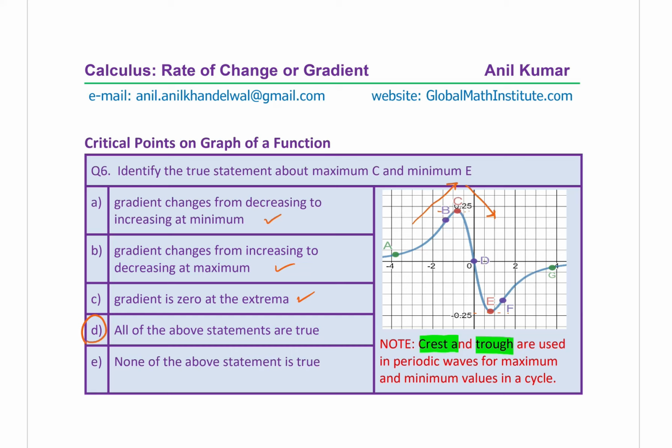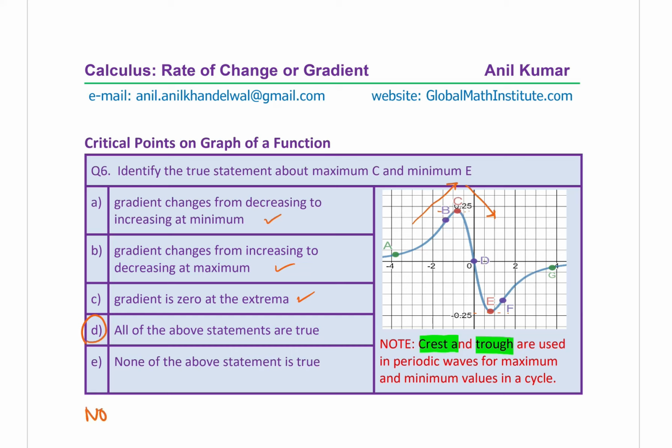Right? So at a point where we have a local maximum or a local minimum, we may have an absolute maximum or a minimum value also, as it is in this particular case. All the conditions will be true, right? So the gradient is 0, and also the gradient changes from increasing to decreasing or decreasing to increasing. Perfect.